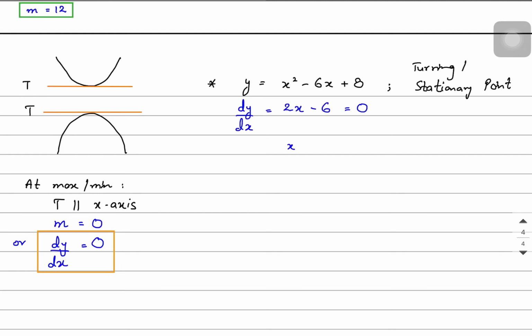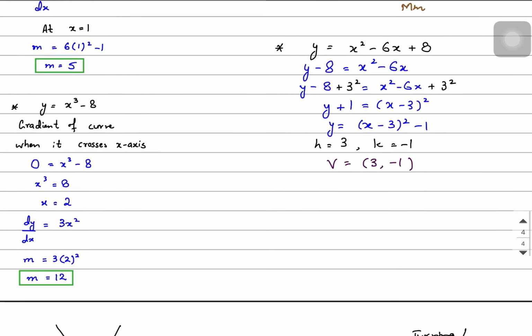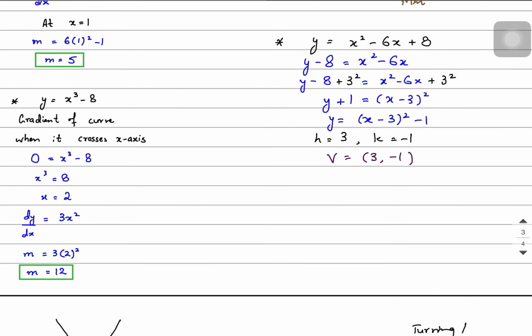So now I would get the value of x. How am I going to get the value of x? It's very simple. It's going to be 2x equals 6, and that should be x equals 3. So I have got the value of x. You can clearly see that the turning point x was equal to 3.